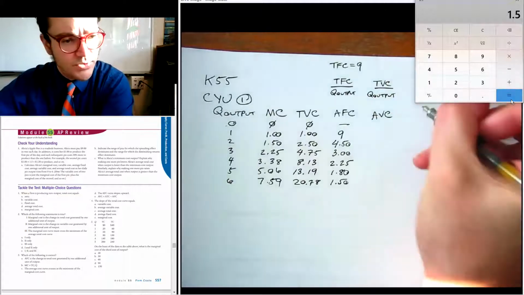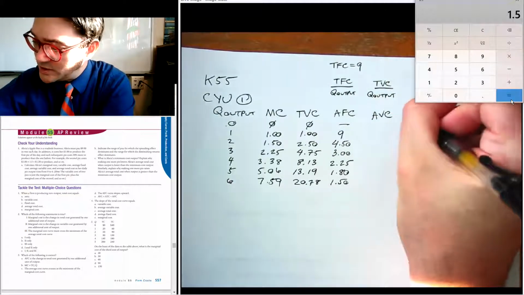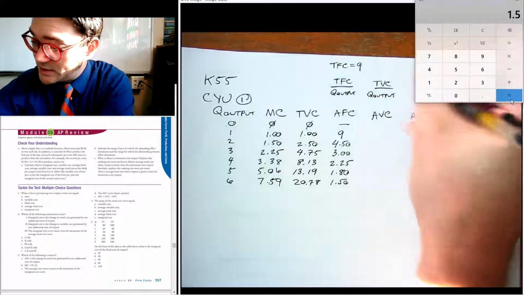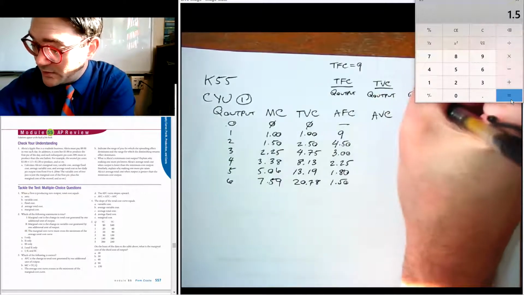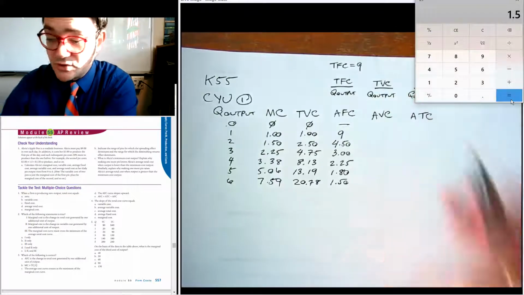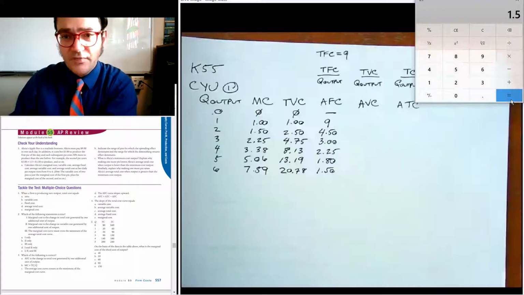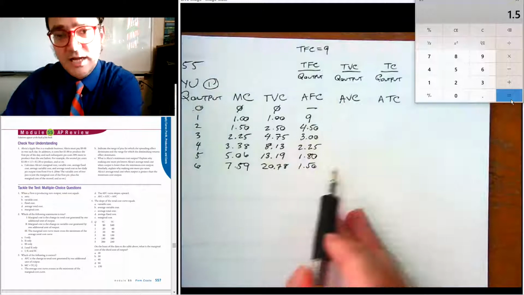And by the way, the next one says average total cost. Average total cost is the total cost divided by the quantity of output. Now there's actually two ways we can do average total cost. I'll show you the second way when we get there. But let's first do average variable cost.